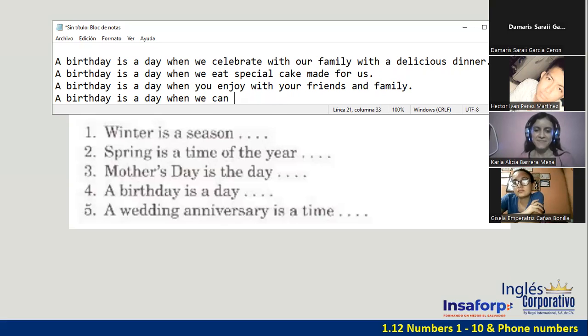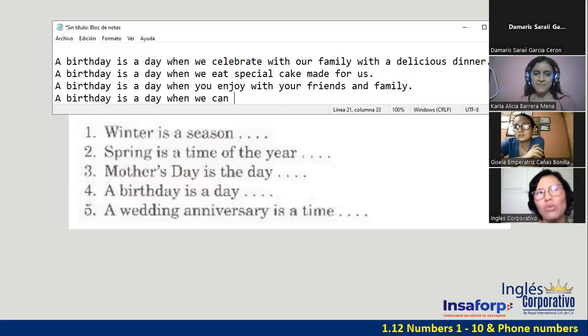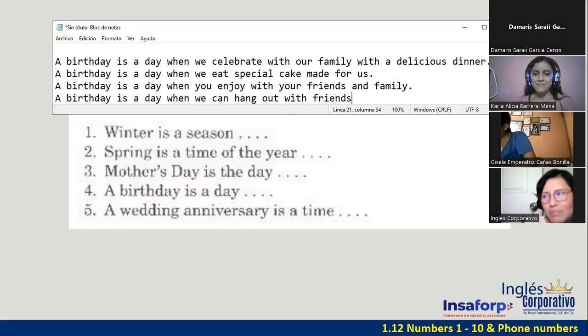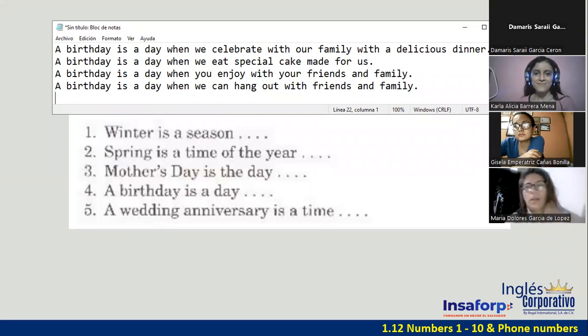Fíjese que yo ese de drink no siento que sea apropiado, sino que creo más bien que es hangout. Hangout es como salir a pasear, ¿verdad? Voy a salir a pasear con mis amigos o amigas, ¿verdad? So a birthday is a day when we can hang out with friends and family. Quizás así. Ahí inclúyale todo lo que quiera. Entonces ahí en ese va incluido drinking, eating. Entonces, next one, Carla.